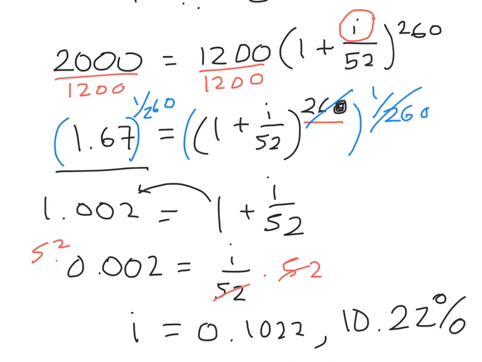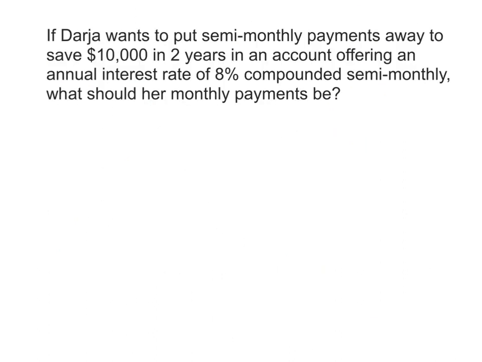How about an annuity? In this example, we're again putting away money to save for an accumulated amount, but this time I'll use an annuity formula. The reason why I know it's an annuity question is because I'm putting away money multiple times and not just one lump sum. So this time, I want to put away semi-monthly payments to save an accumulated amount of $10,000.